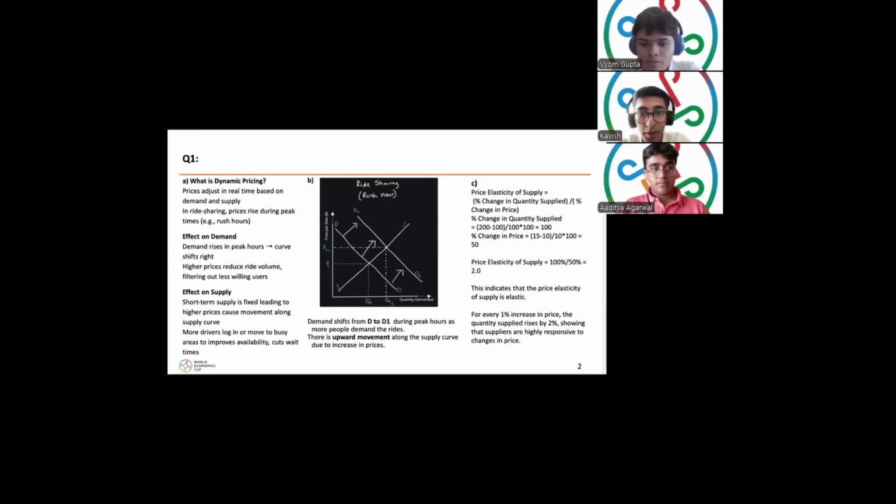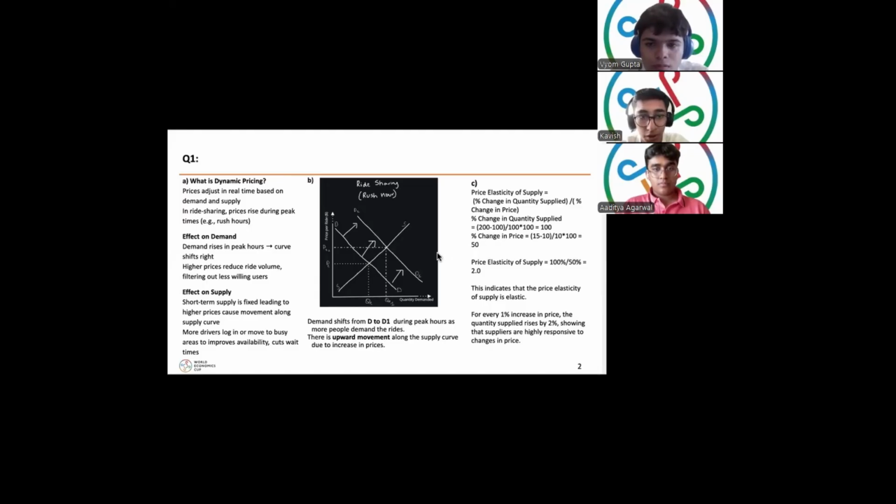So what is dynamic pricing? Dynamic pricing adjusts fares in real time based on supply and demand. In ride-sharing platforms, prices rise during peak hours, which means more people request rides, causing the demand curve to shift to the right. Higher prices reduce the volume but ensure availability for those willing to pay. On the supply side, higher prices attract more drivers, causing the movement along the supply curve, which results in better availability and shorter wait times.